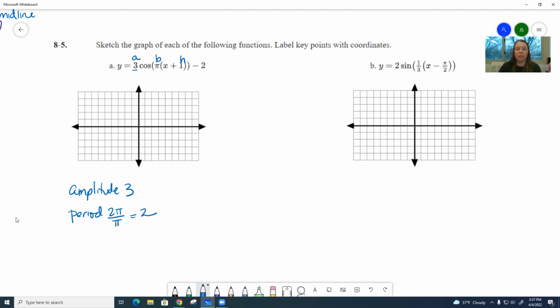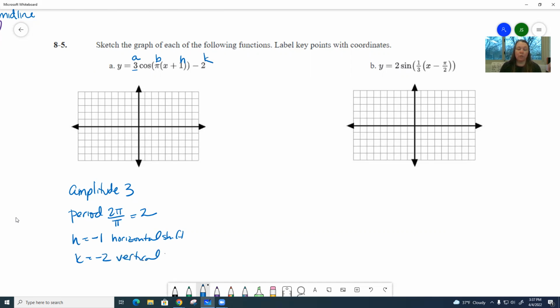My H, notice in the formula it says minus H, but this says plus 1. So my H is equal to -1. That's a horizontal shift of -1. And then this is my K. That's going to be a vertical shift of 2.